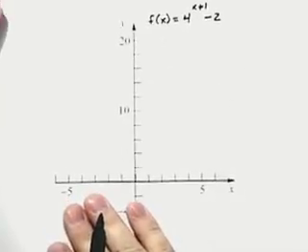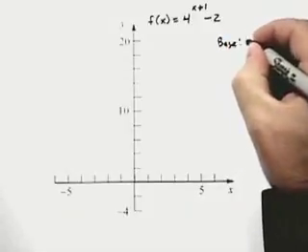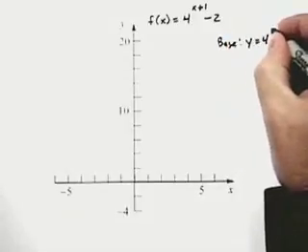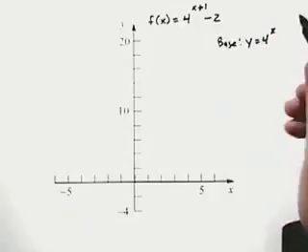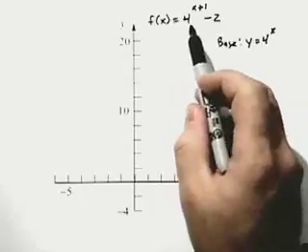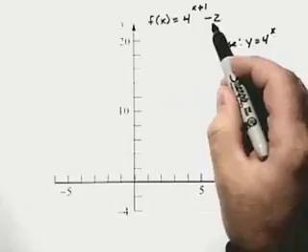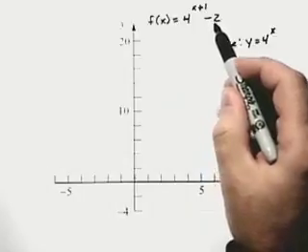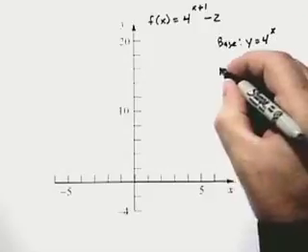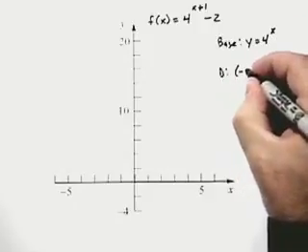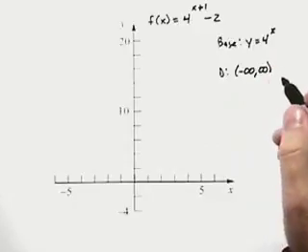Start by finding the domain of the function. We first recognize that the base function is y equals 4 to the x. This exponential function has a domain of all real numbers. If we examine the given function, we see that there's a transformation of a shift left 1 unit, and there'll be a transformation of a shift down 2 units. Neither of those transformations will have an impact on our domain, so the domain for our function is still all real numbers, or in interval notation, negative infinity to infinity.